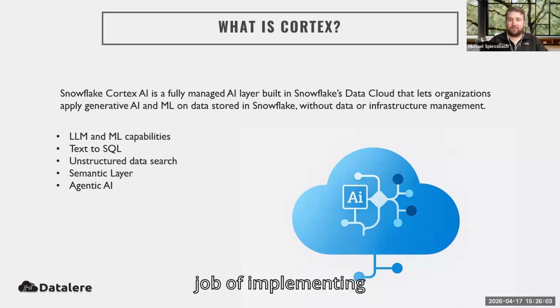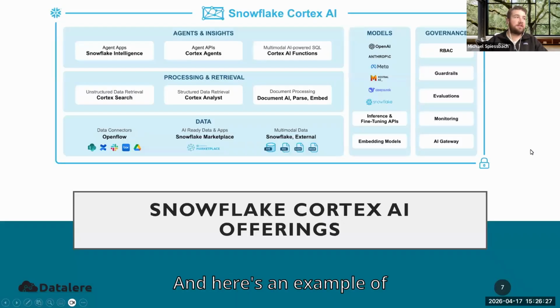Snowflake's done a great job of implementing a lot of these different AI features that we hear a lot about in the news, so that you can use it with your own data and make your lives a lot easier. So we're going to cover the semantic views and the search service a little bit later, but there's a lot of different features that Snowflake offers in their Cortex suite of services. And here's an example of what they offer.